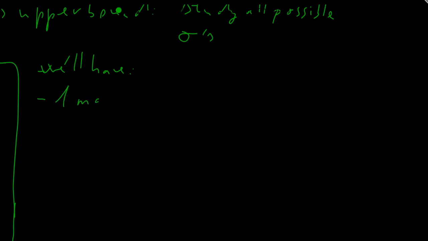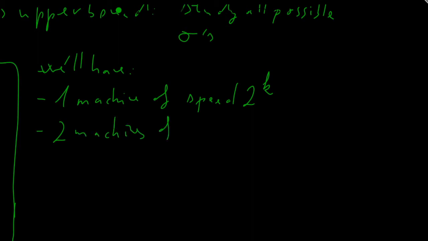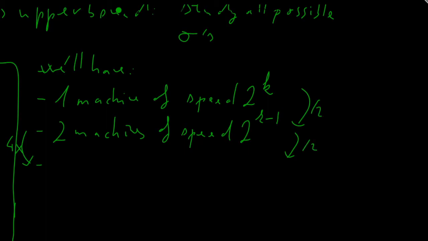One machine of speed 2 to the k. Okay. And we have two machines of speed 2 to the k minus 1. And okay, so this is constant, so this will be the fastest machine, the one with speed 2 to the k, and we will have two machines of half the speed of the first one. But from that point on, we will always multiply the number of machines by 4, and we will always take the speeds to be half of the previous speed.